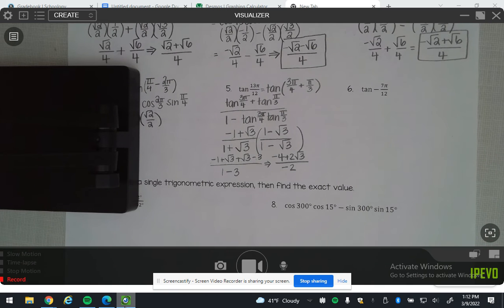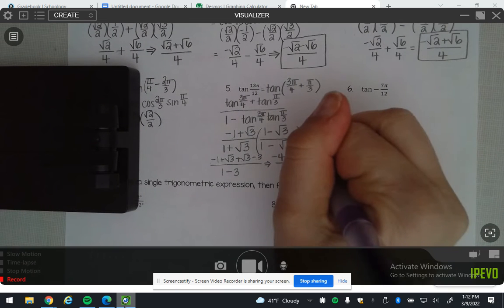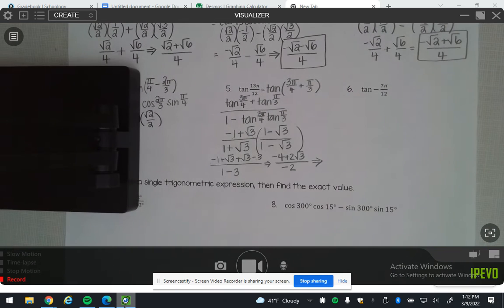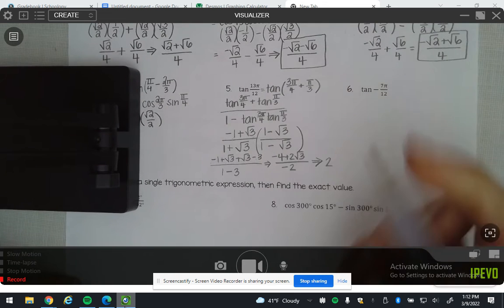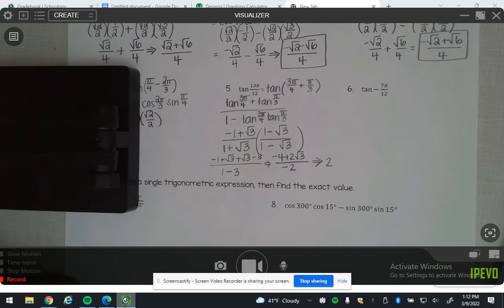Yes, no, maybe. Okay. Can I simplify? Yes. Divide everything by negative 2. What's 4 divided by negative 2? 2. What's 2 radical 3 divided by negative 2? Negative radical 3.